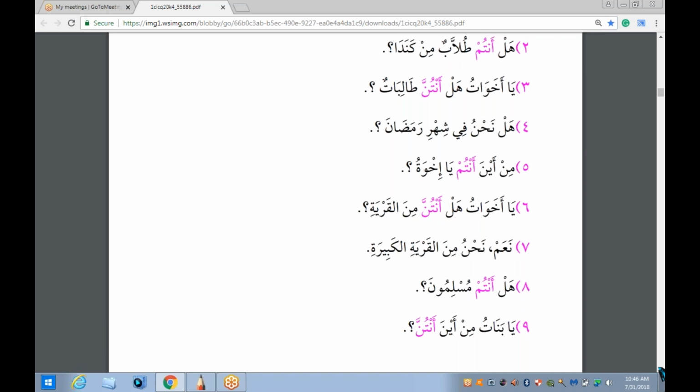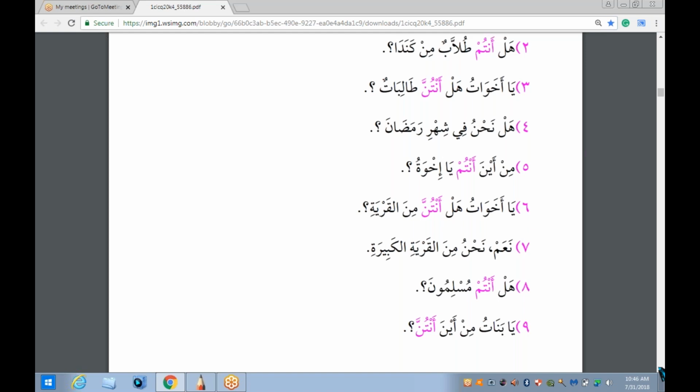يا بنات من أين أنتن؟ يا بنات. What does بنات mean? Girls. من أين أنتن؟ Well, all girls. Where are you from? Where are you from? Let's go back and let's read number 7.